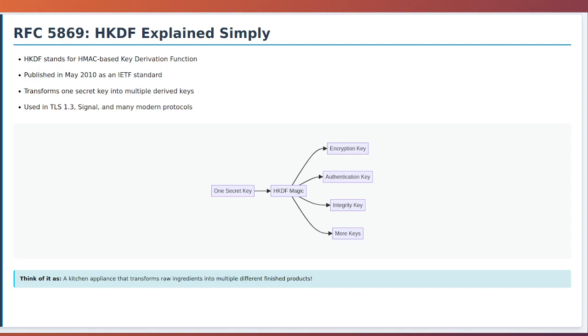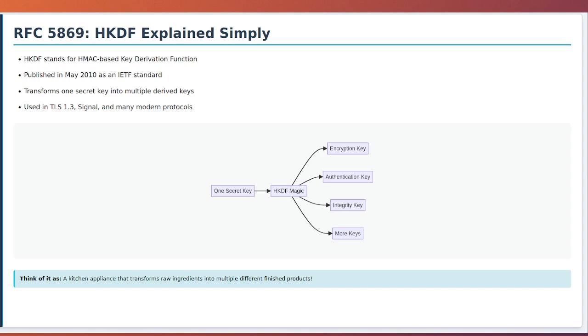Today we are diving into RFC 5869, which describes HKDF, the HMAC-based Key Derivation Function. Now, if that sounds intimidating, do not worry. I am going to break this down in a way that anyone can understand.